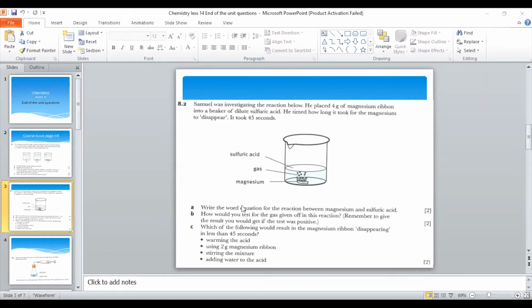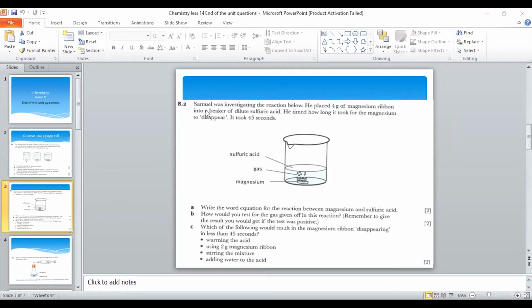Tell us which is the reaction. So magnesium plus sulfuric acid, what will be that? Magnesium. So magnesium what? Sulfate. Magnesium sulfate, and which is the gas? The hydrogen. Exactly, that's it, right?